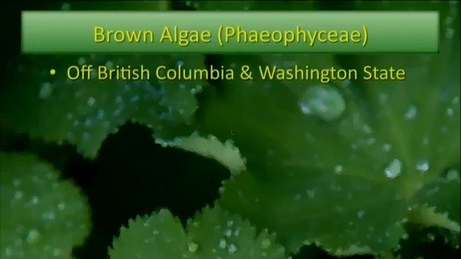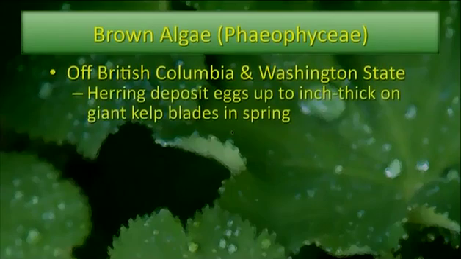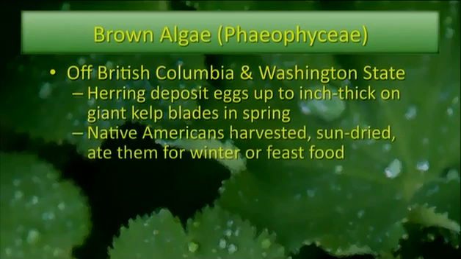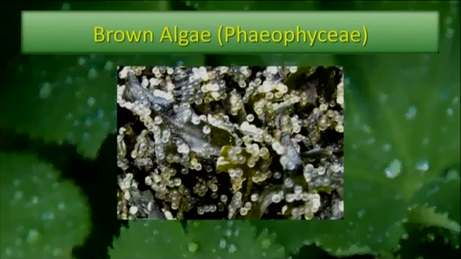Now off British Columbia and Washington State, you have these herring. What they do is they deposit eggs up to an inch thick on giant kelp blades in the springtime. So traditionally, Native Americans harvested them, sun-dried them, and ate them for winter or feast food. Doesn't that sound good? Yeah, seaweed and fish eggs. Anybody who likes fish eggs like caviar or salmon roe or sea urchin eggs, whatever, we really like that.